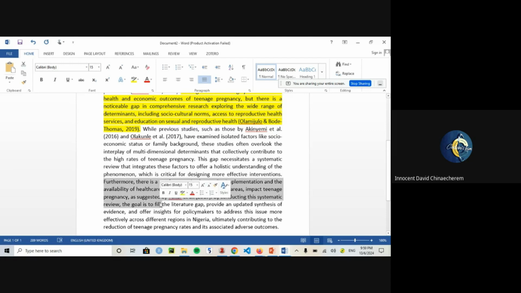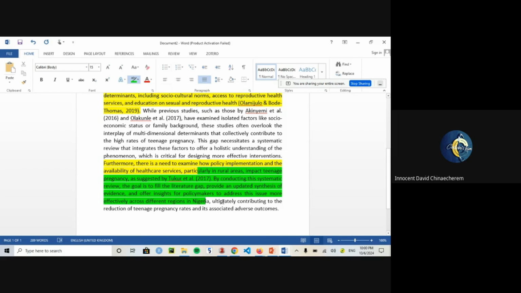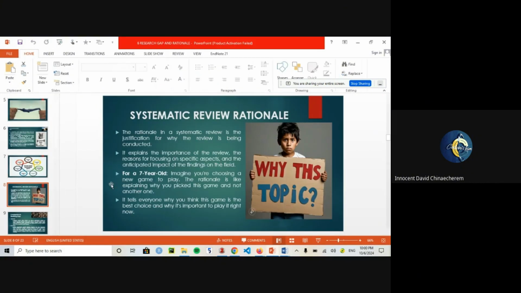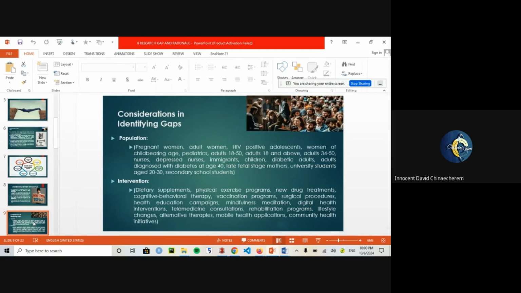Furthermore, there is need. So you tell us why. So here now we talk about why your systematic review is important, right? By conducting this review, this provides a synthesis of evidence, and that is just what it is. So now also remember that after we've addressed the rationale, why it should be done and what gap is there, because we're not just talking about rationale, we're actually associating it with gaps in literature, right? So we now have to take into consideration identifying gaps.